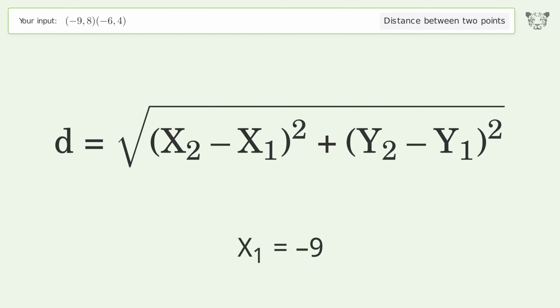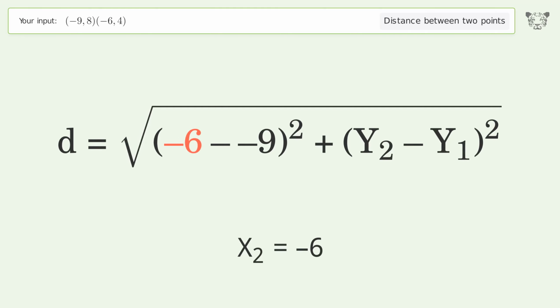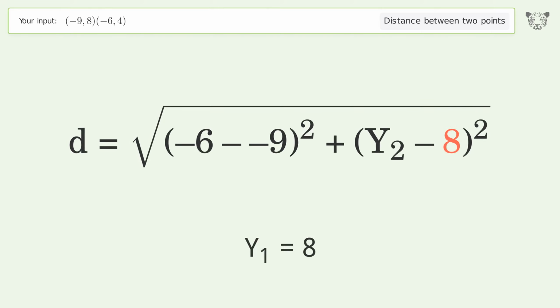x1 equals -9. x2 equals -6. y1 equals 8. y2 equals 4.